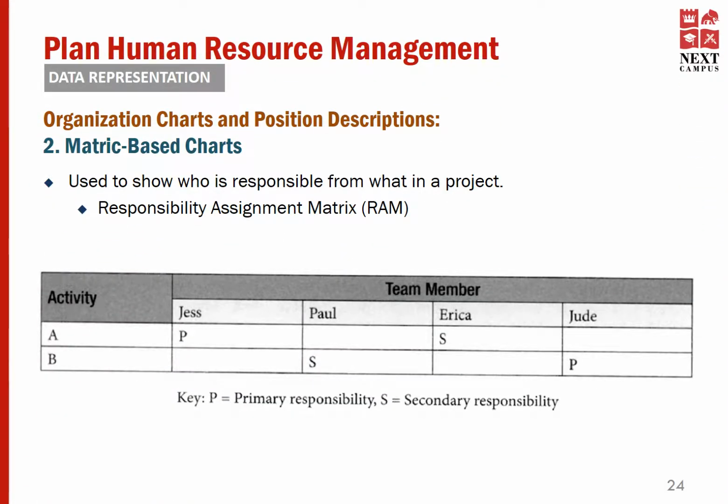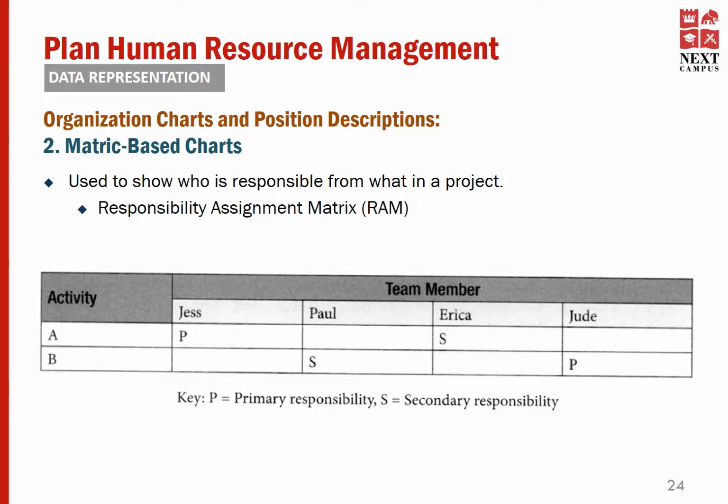The second type of organization chart is matrix-based charts. These are used to show who is responsible for what in a project. And the 2 common types of these matrices are the responsibility assignment matrix, which is also known as RAM, and RASI. RASI stands for Responsible, Accountable, Consult, and Inform. And actually, RASI is a more detailed version of RAM, the Responsibility Assignment Matrix.